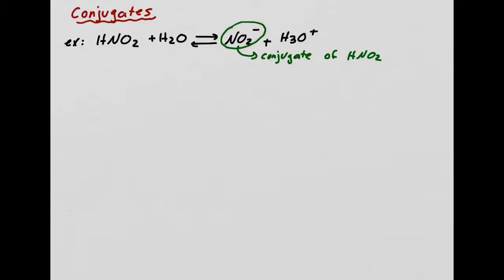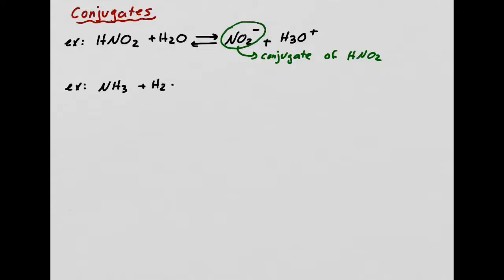So conjugate is a species, a compound that is left after the acid loses the hydrogen. So the acid loses the hydrogen, and what is left over is going to be the conjugate. So far, so good? Okay. Again, we're going to do a lot of practice problems with the conjugates, so you will understand it really well.